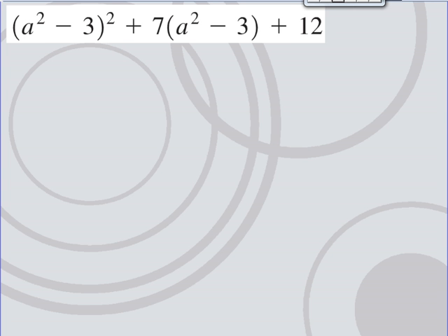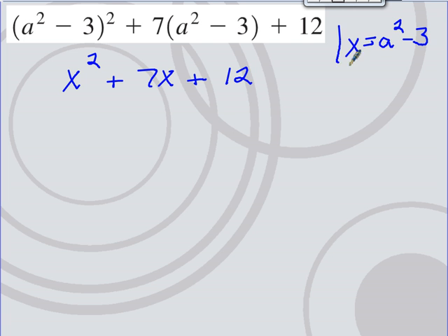This is not quadratic, but it's quadratic in form. Stuff squared plus 7 times stuff. This is just like x squared plus 7x plus 12, where in the place of x, you have a squared minus 3. What I'm going to do here is make a substitution. I'm going to take out this a squared minus 3 just because it's confusing looking, replace it with x, and let's factor it like that. Instead of stuff squared plus 7 times stuff plus 12, we now have your stuff as x.